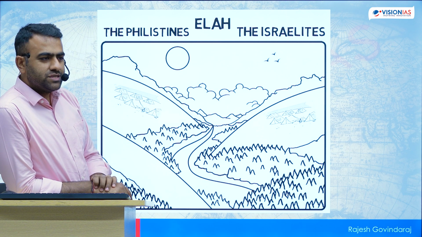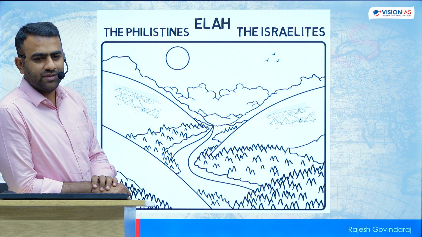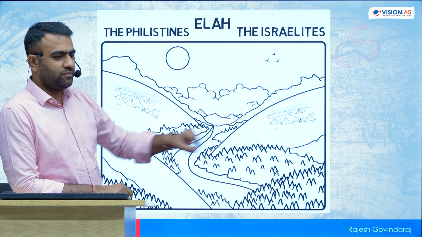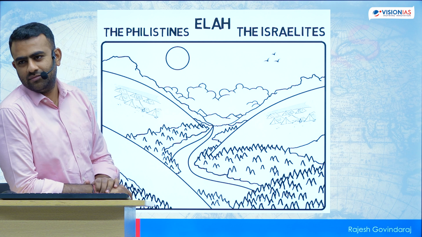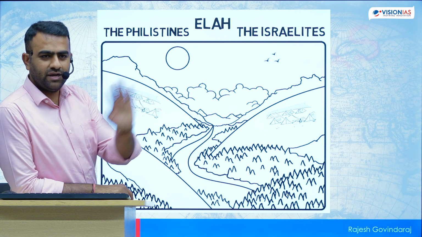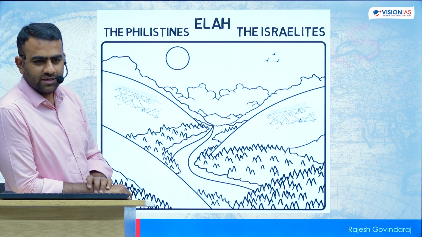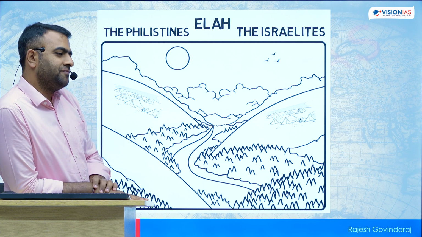In this kind of situation, earlier days, there was a very easy method of resolving the conflict. You send your best man, I'll send my best man, both of them will fight. Whoever wins, the entire side will win. The other side will accept defeat. Okay, that was an agreement, a gentleman's agreement.